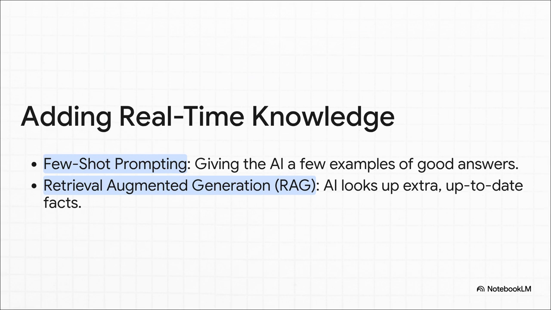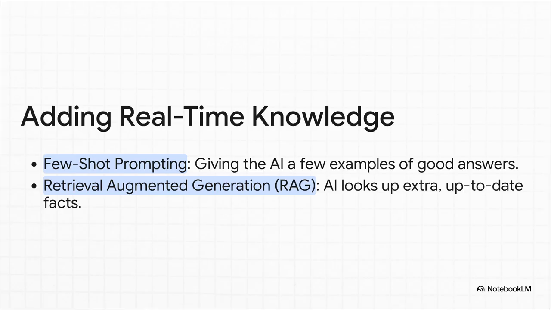But what if you need to add knowledge during a conversation? There are a couple of clever tricks. With few-shot prompting, you just give the AI a few examples of what you want right in your question. It's like saying, here are 2 examples of a good summary. Now, summarize this for me. And then there's Retrieval Augmented Generation, or RAG. This is a game changer.